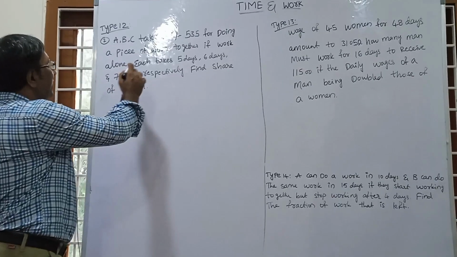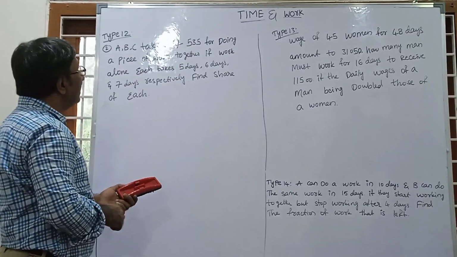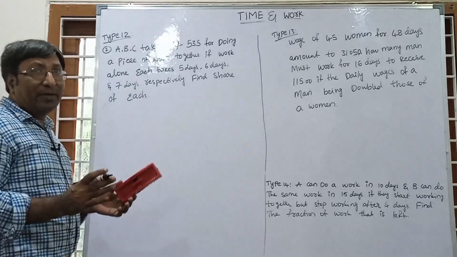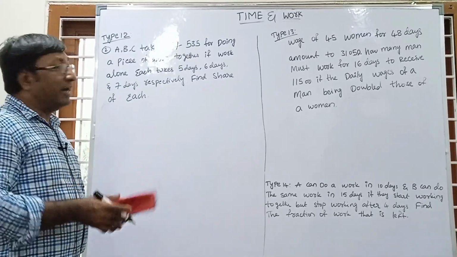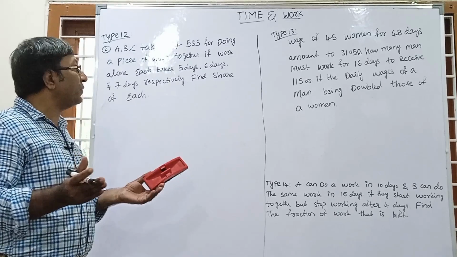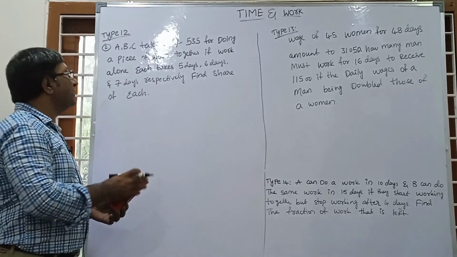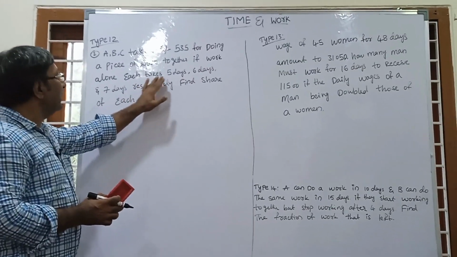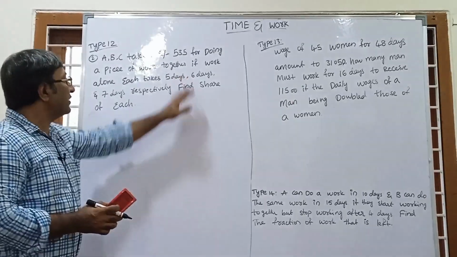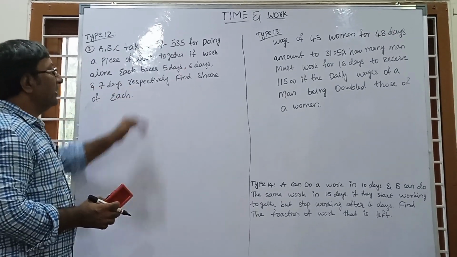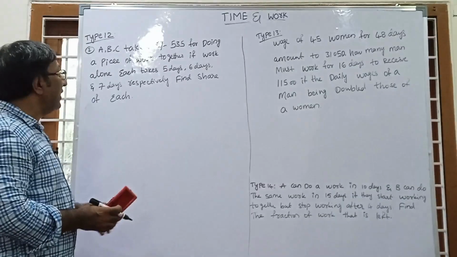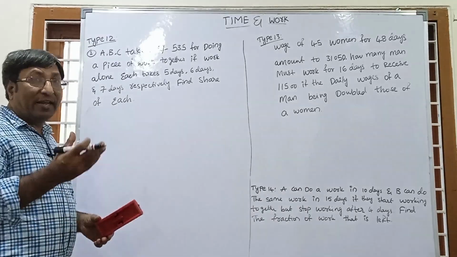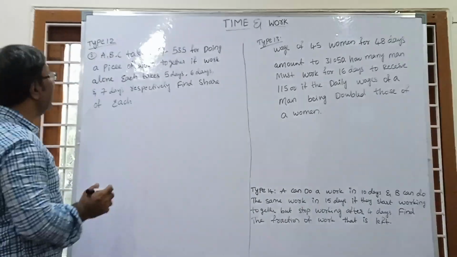You see, A, B, C take rupees 535 for doing a piece of work together. That means A, B, C are working together and they get 535 rupees. If the work is done alone, the capacity of A, B, C is given. If A does the same work, he will take 5 days, B will take 6 days, and C will take 7 days. Then find the share. Again, you know well that the share of wage or money is just like the ratio of their work. So first you find the ratio of work.